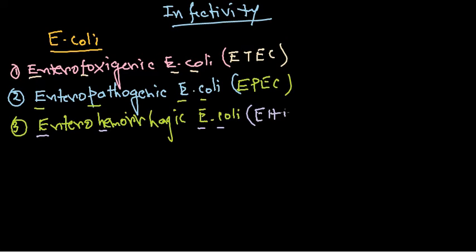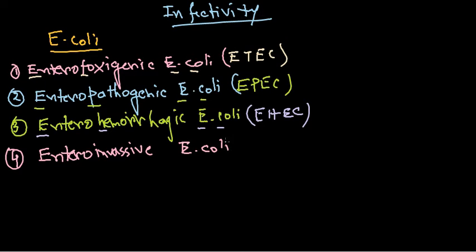coli, or EHEC, the third kind. And the last kind, the fourth kind I'm going to talk about, is enteroinvasive E. coli. Let me write it: EIEC. So enteroinvasive E. coli, or EIEC. So these are the four different types of E. coli that we are going to talk about.